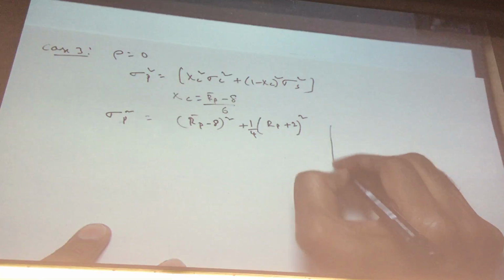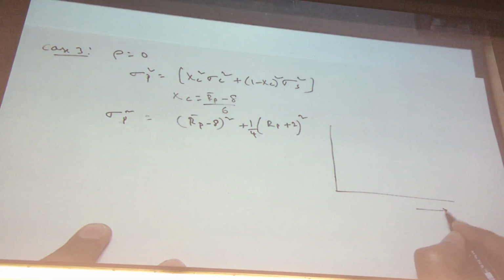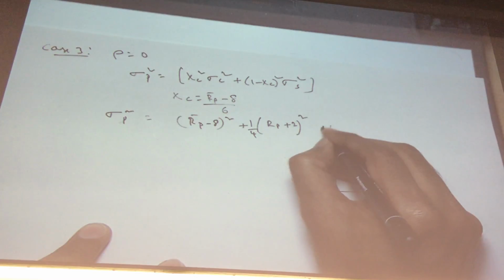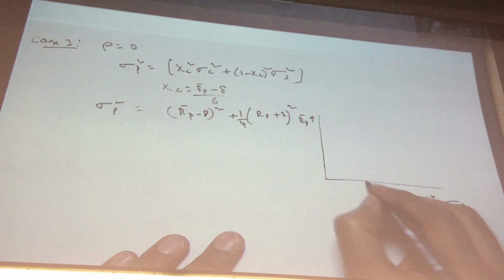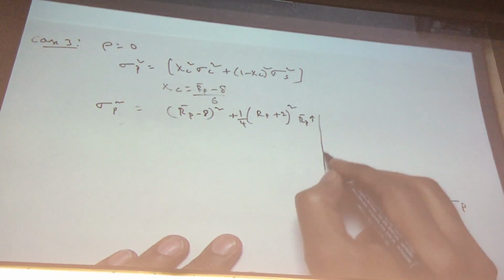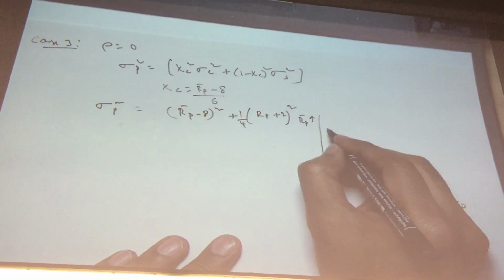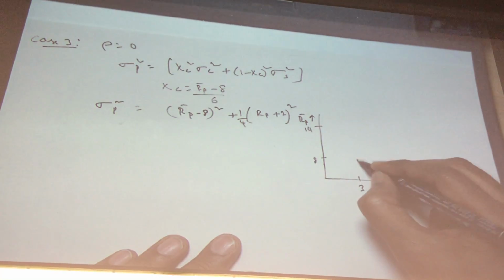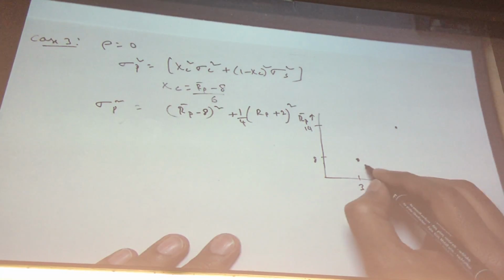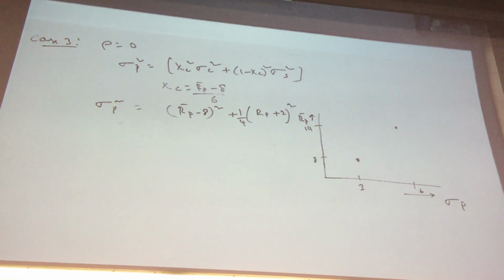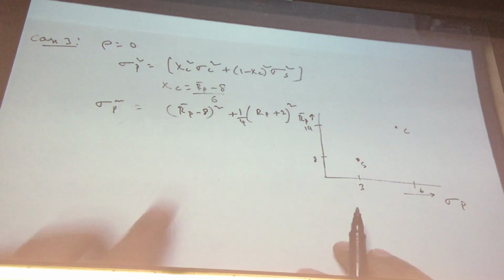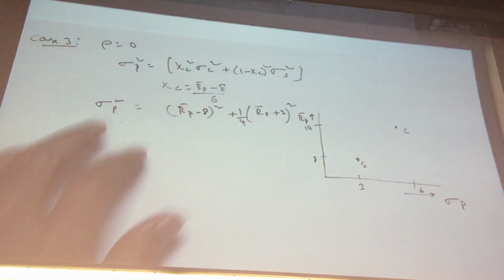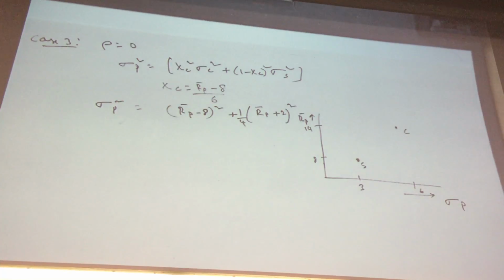So when rho equals 0, again I take the same graph sheet and I have 3 here and 6, 8 and 14 for these extreme portfolios, that is S and C. Everything is the same. When rho equals 0, this is the relation between the portfolio's variance and the portfolio's return.